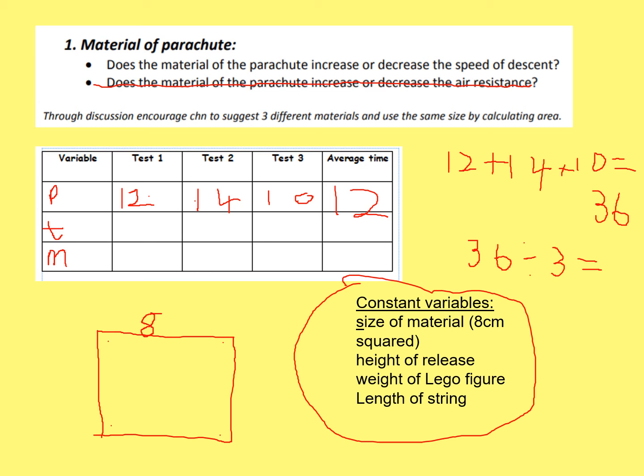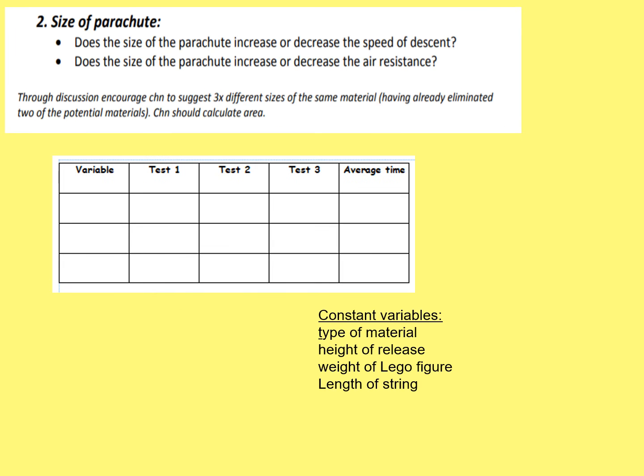Okay, let's have a look at some other variable that you could change. This slide here is showing that you could change the size of the parachute. So every single time I'm going to use exactly the same material, the height that I release, the weight of the Lego, and the length of the string. So this time my inquiry question would be, does the size of the parachute increase or decrease the speed of the descent? I'm looking and only measuring the speed of the descent.